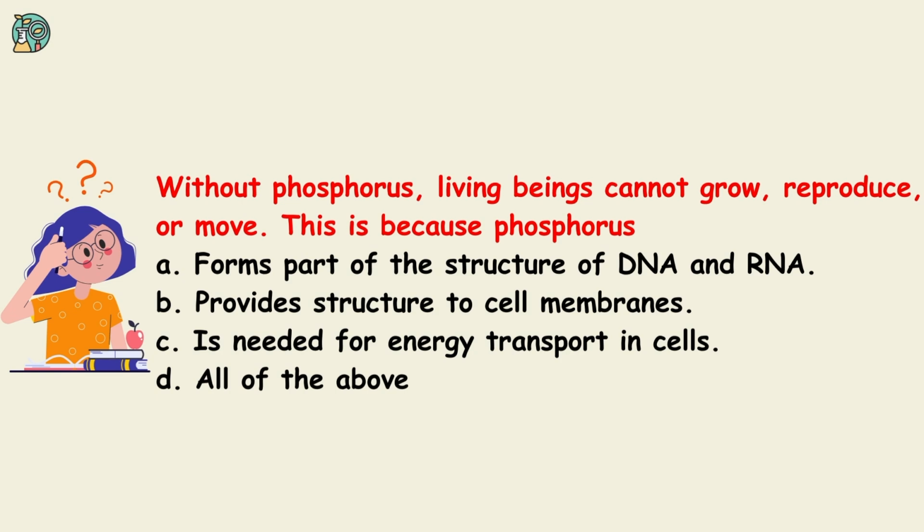Now the next question. Without phosphorus, living beings cannot grow, reproduce or move. This is because phosphorus is A. Forms part of the structure of DNA and RNA, B. Provides structure to the cell membrane, C. Is needed for energy transport in cells, or D. All of the above. Well, the answer for this question is D, all of the above. Phosphorus is important for living beings because it forms the structure of DNA, RNA, also provides the structure to cell membrane and also needed for energy transport in cells.